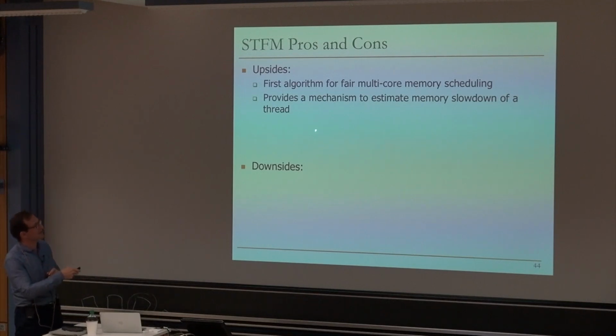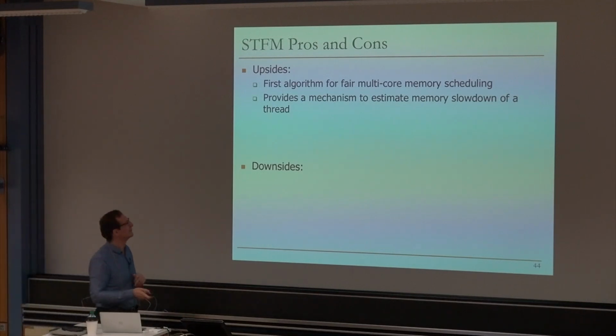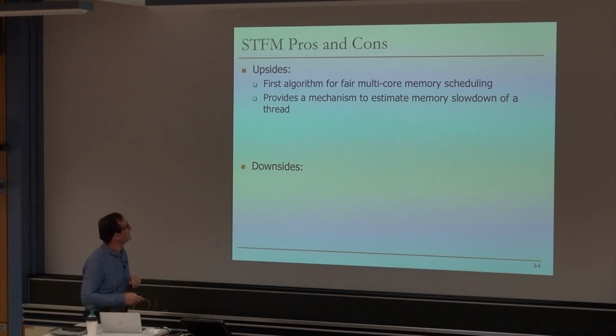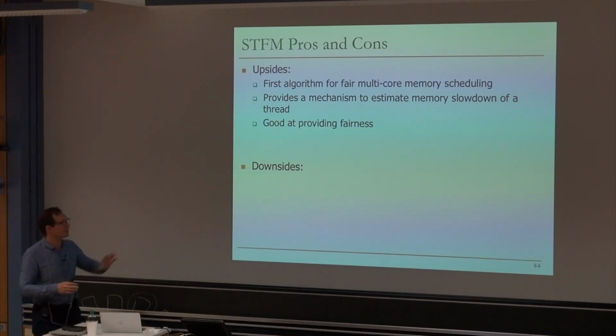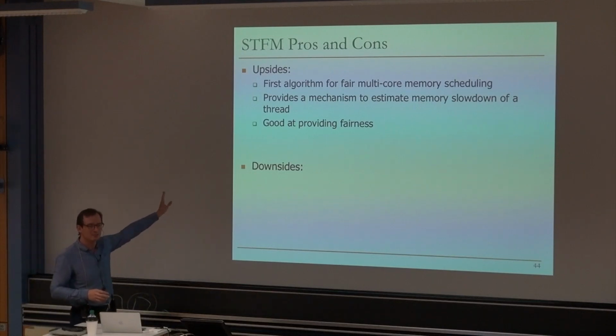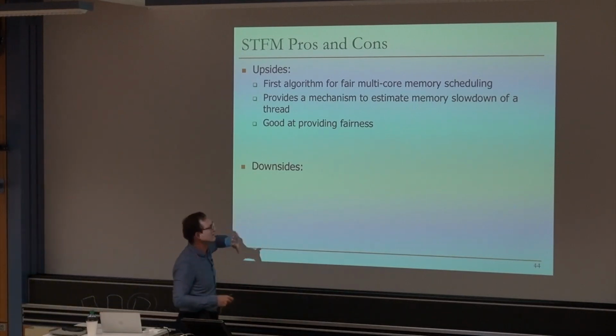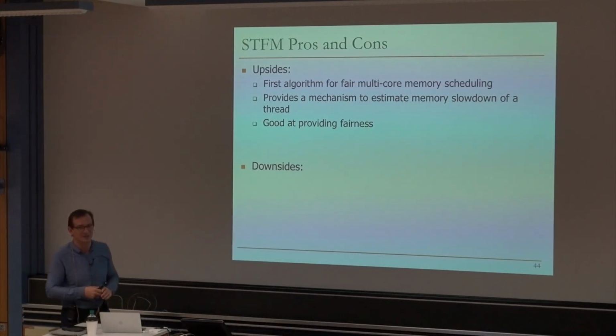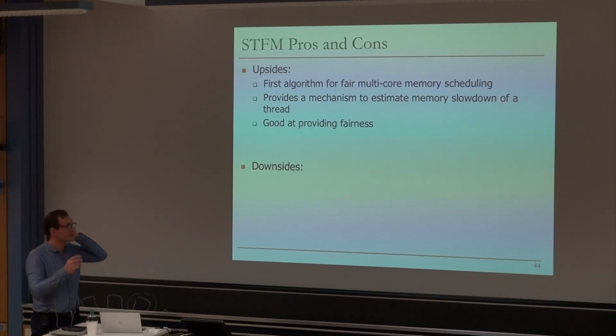Clearly it provides a mechanism to estimate memory slowdown of a thread. I'm going to give you upsides and downsides as we go along in these lectures. It's good at providing fairness, actually. I didn't give you results, but this actually improves fairness quite a bit compared to FR-FCFS. I'll give you the results after the end of the next scheduler that we discuss, because that has the results for that scheduler also. So it also improves system performance, as you will see in those results.